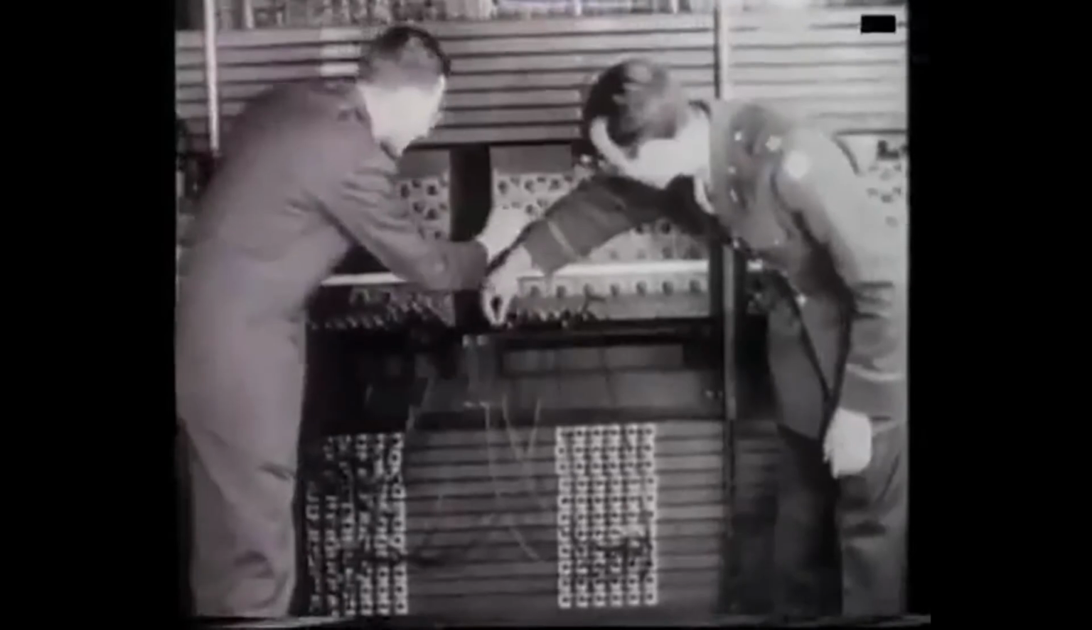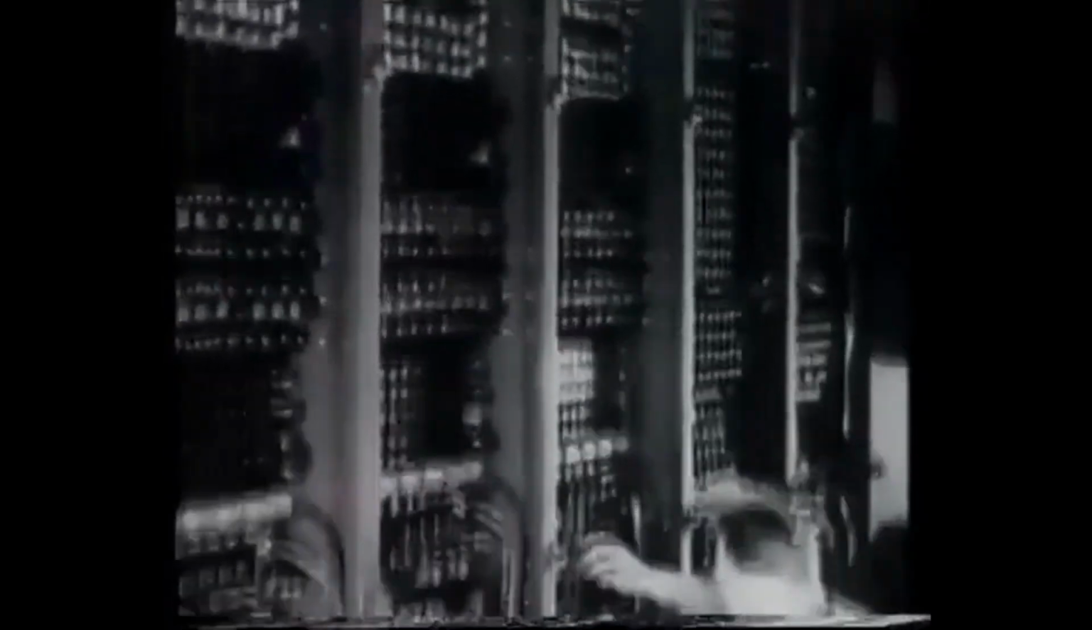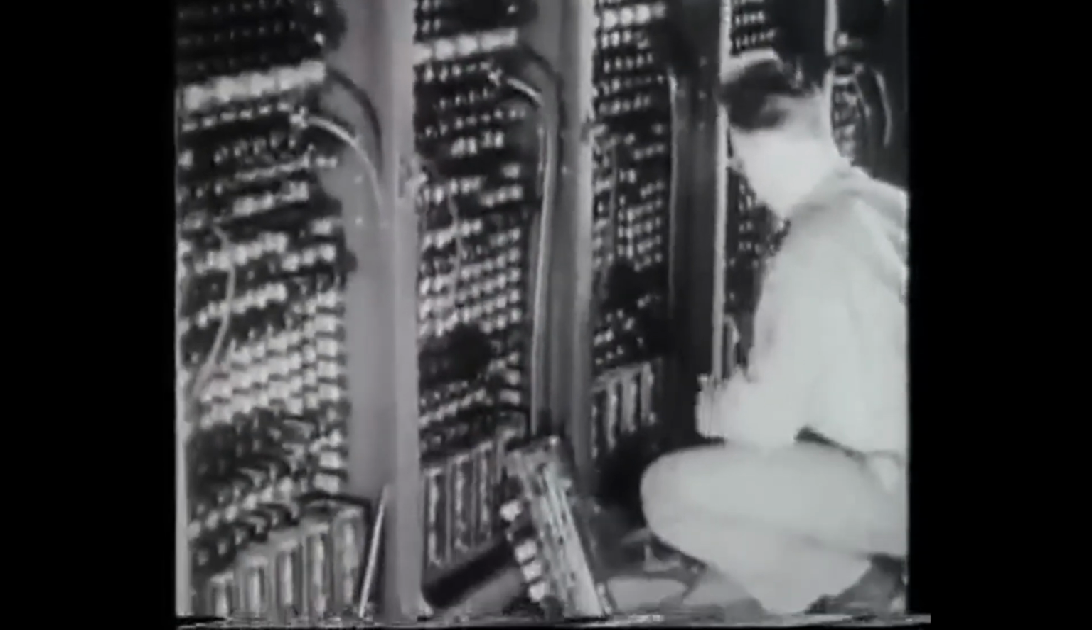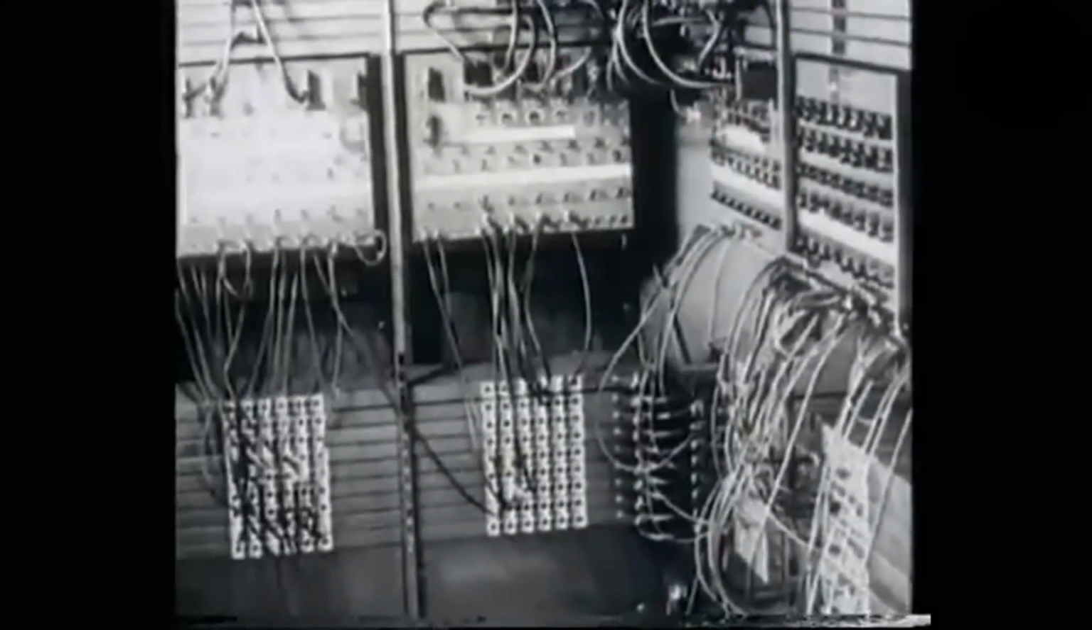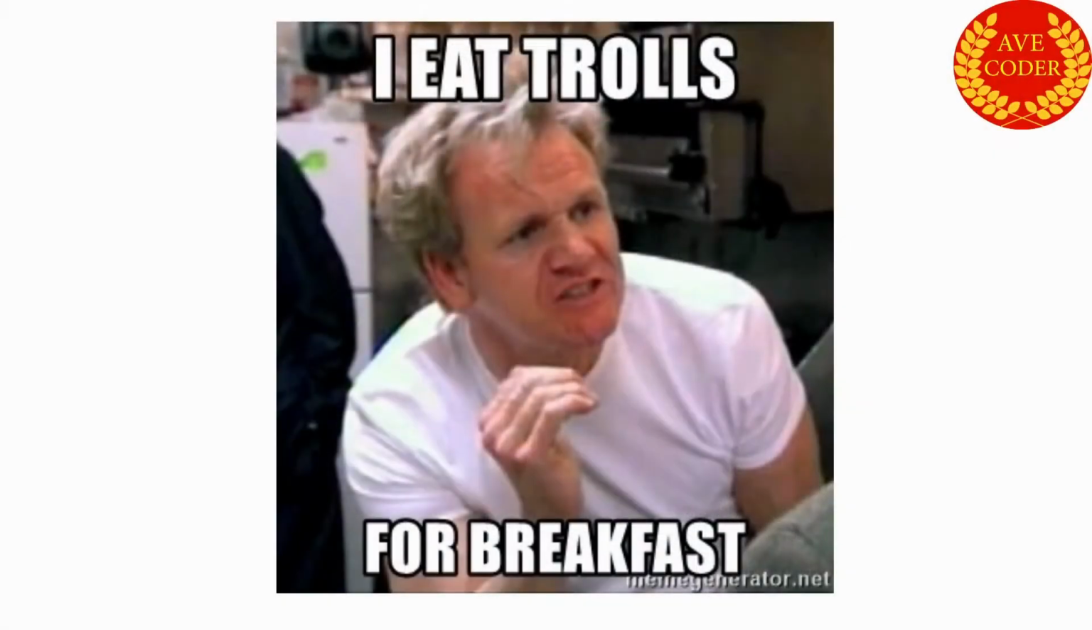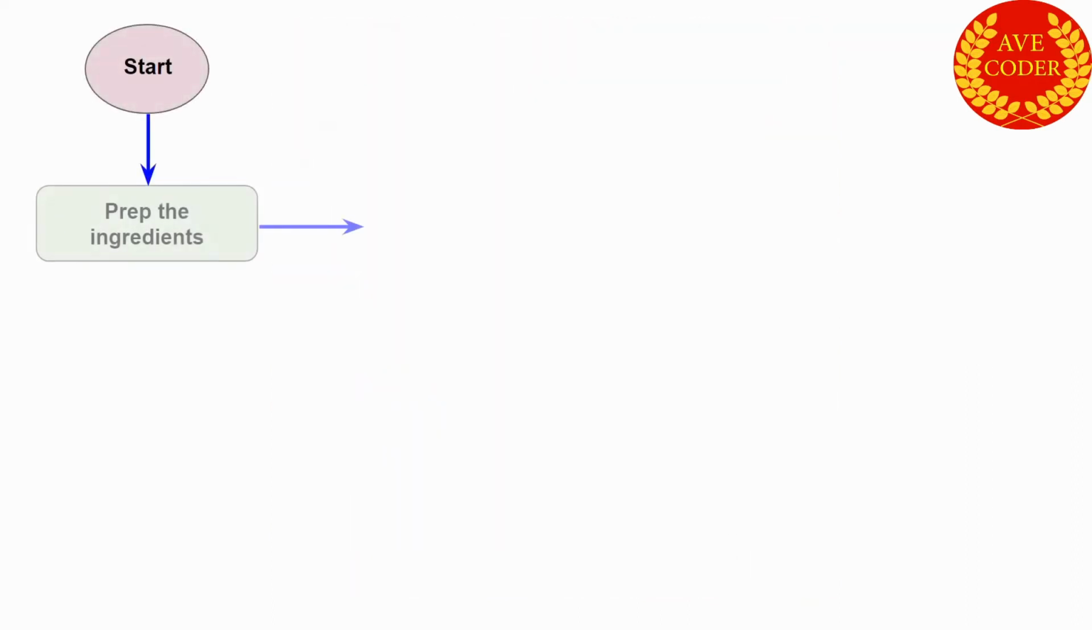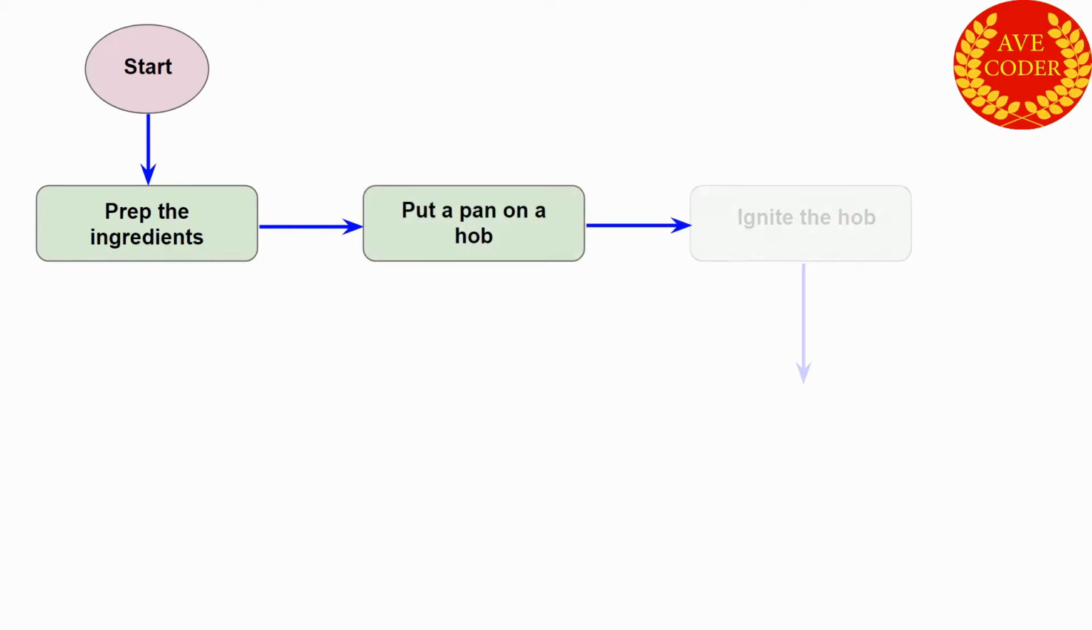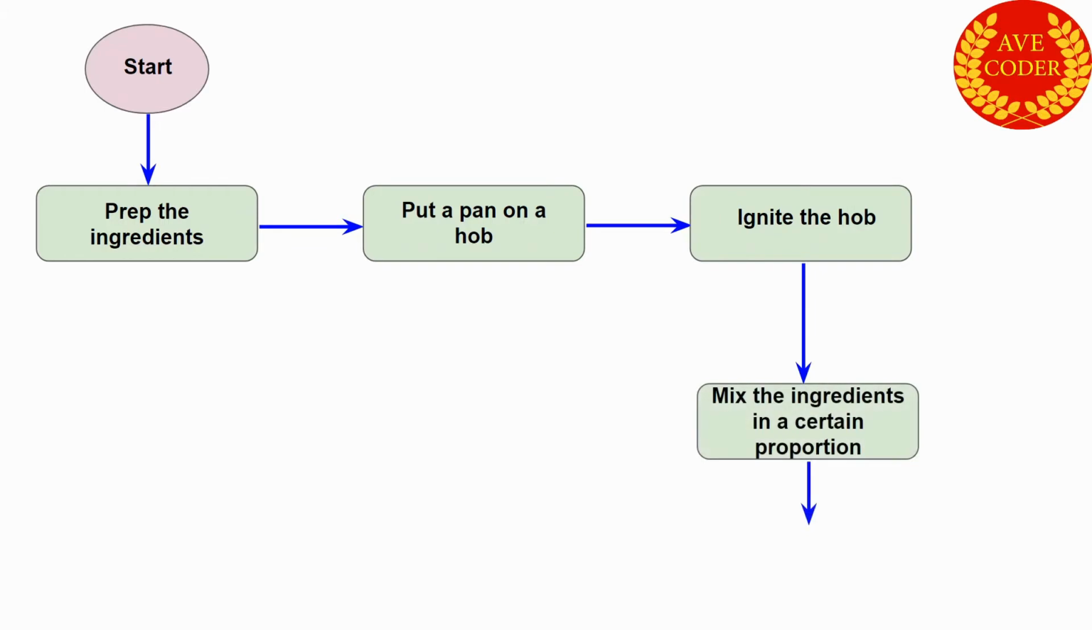Alright, computers were not invented that long ago, but back then they were nothing like this sleek machine in front of you, and despite their size, they were mostly used for computations, or they could only follow a simple sequence of steps or algorithms. To illustrate what I mean, let's imagine a breakfast preparation process. Step A, prepare the ingredients. Step B, put the pan on the hob. Step C, ignite the hob. Step D, mix the ingredients, and so forth.